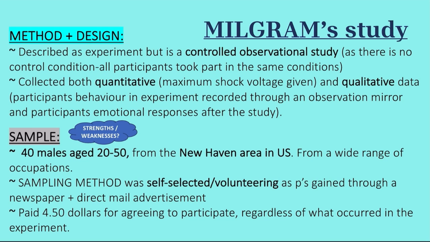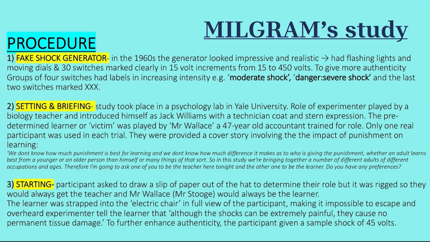The method that they used to collect this sample was self-selected, or volunteering, whatever you guys call it, as they were gained through a newspaper and direct mail advertisements. What they did is they posted letters in the mailboxes of these participants, and they found out from there. They were then paid $4.50 for agreeing to participate regardless of what occurred in the experiment. So it meant that they were going to be paid regardless of what they did, whether they obeyed or they disobeyed.